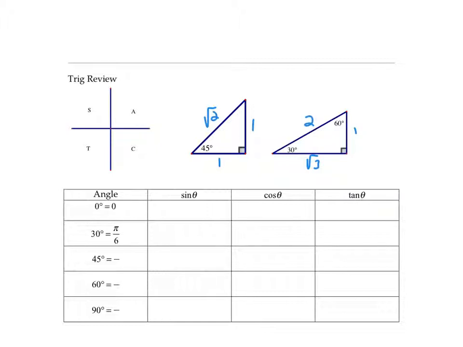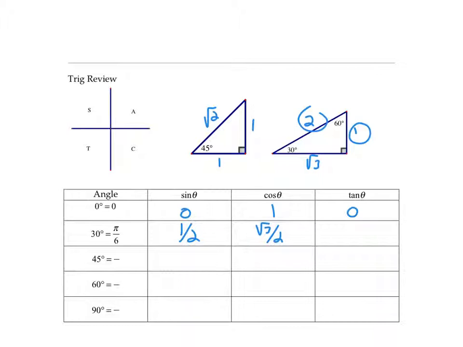Now if we're figuring out the exact values, the sine of 0 degrees is 0, cosine is 1, tangent is 0. For 30 degrees, or pi over 6, the sine is 1/2, because we've got opposite over hypotenuse. Cosine would be square root of 3 divided by 2, adjacent over hypotenuse.